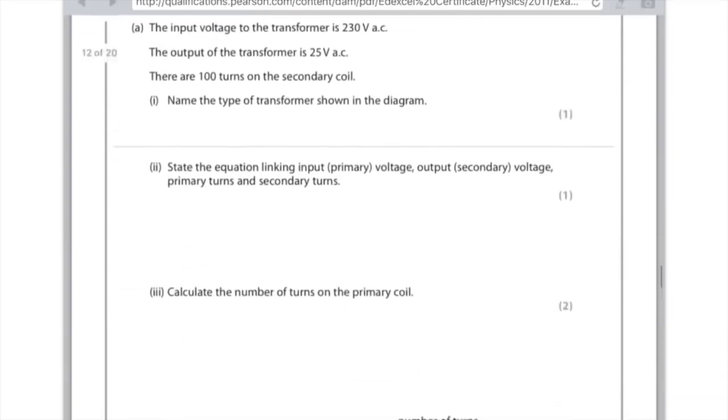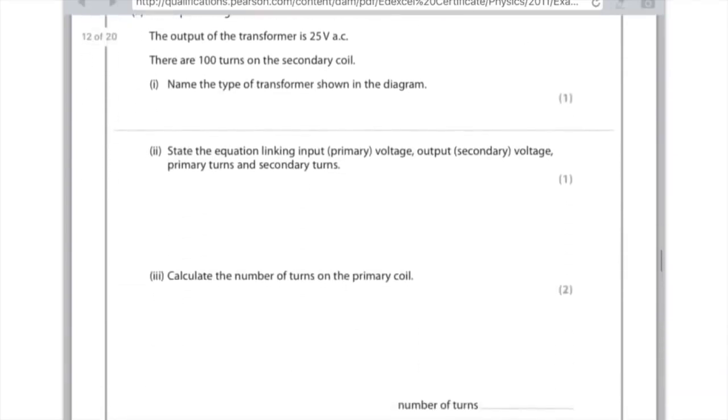State the equation linking input primary voltage, output secondary voltage, primary turns and secondary turns. You really need to learn all these equations. So this is what the equation is. Remember that it's input primary voltage over output, which is secondary voltage, equals number of primary turns divided by secondary turns. So now we're calculating the number of turns on the primary coil, so I'm going to be using that equation. And X is therefore NP here. And then let's substitute what we know. We know that there are 100 turns on the secondary coil.